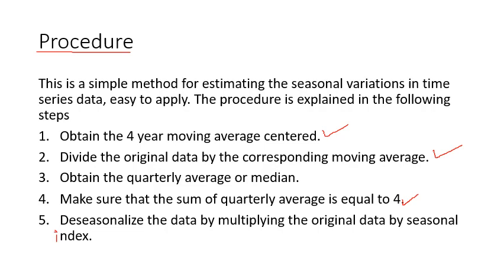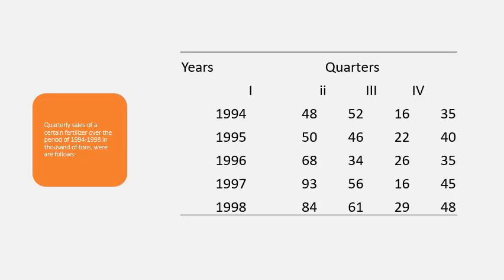Now we can use this example to see how to calculate and assess seasonal variation by using the moving average method. This is the data, 5 years of data and almost 20 observations. Now we will arrange this data in one column for calculating the moving average.